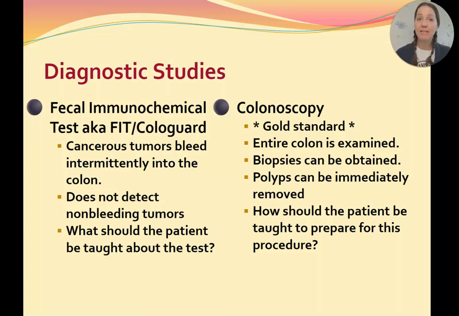Cancerous tumors will bleed intermittently into the colon. However, FIT tests, though they're looking for blood, if it's a non-bleeding tumor, it will not detect it. So these are not 100%, which is why then we go over to colonoscopy as our gold standard. So the entire colon gets examined, and we're looking for those tumors. We're looking for those things that are causing problems.